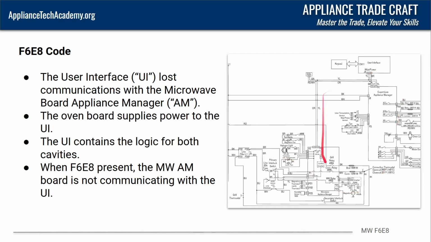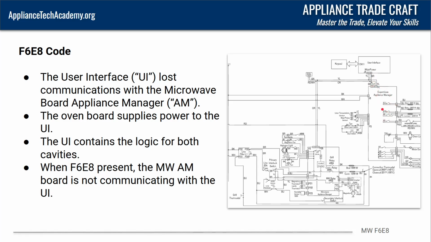On this style, this is going to be the wiring diagram you're going to be looking at. Before I really talk about the text here, you've got the Copernicus appliance manager, you've got the microwave appliance manager, and you've got the user interface. So one thing to look at with this, when you get the UI lost communication with the oven board, what it's talking about is this board right here. Your communication line comes up there, and we've got that there. We're going to dive into that here in a minute.